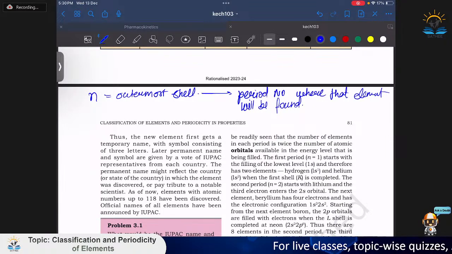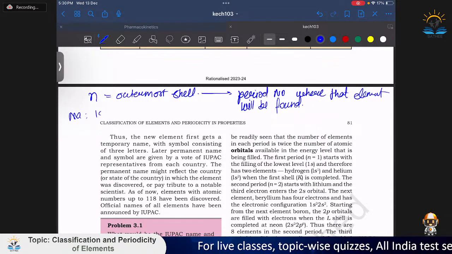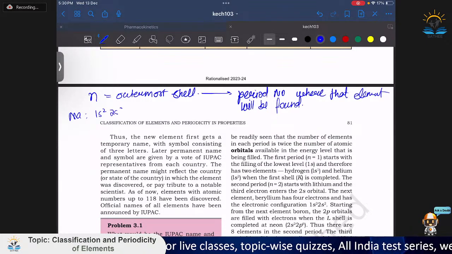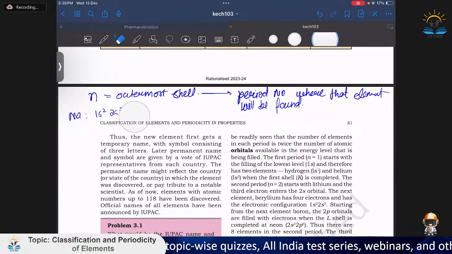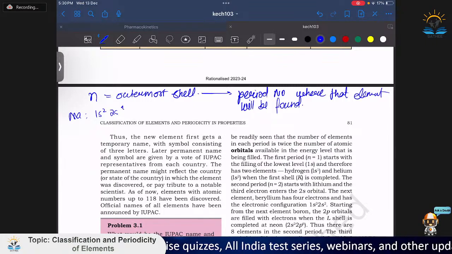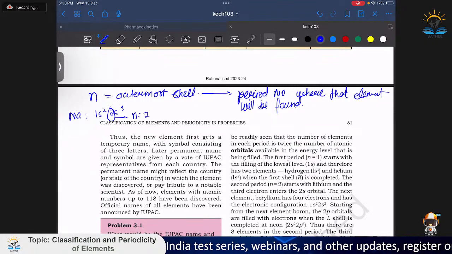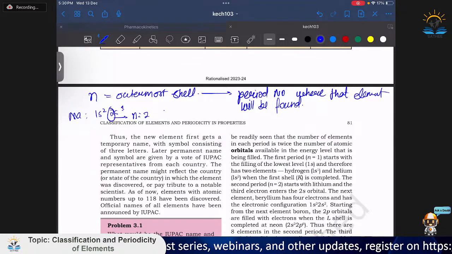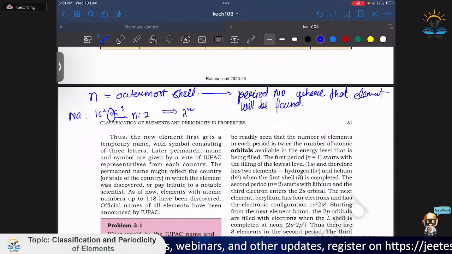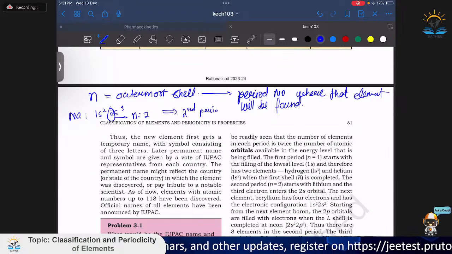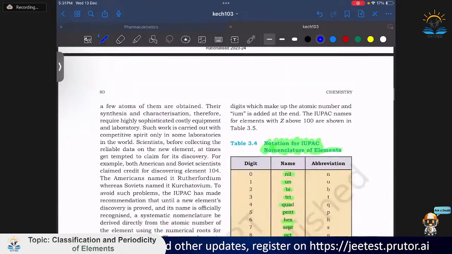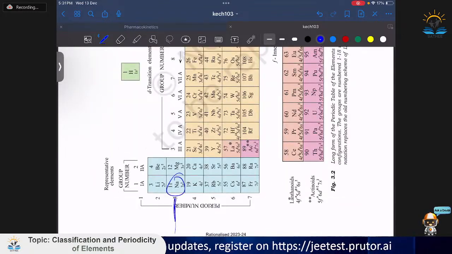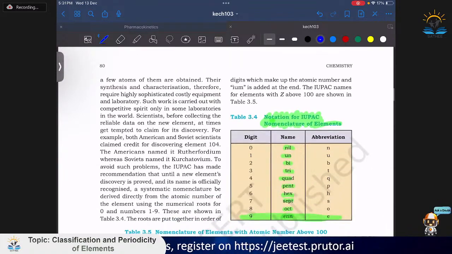Suppose you take sodium. So for sodium, you write the electronic configuration 1s2, 2s2, 2p. I'm really sorry. It is 1s2, 2s1. So see, outermost shell is 2. n is equal to 2 for sodium. And we also know that sodium is in the second period of the periodic table. You can confirm it from here. See, sodium is in the second period.